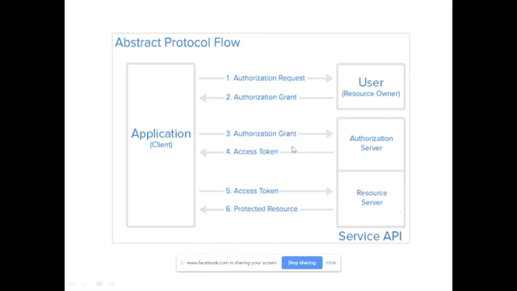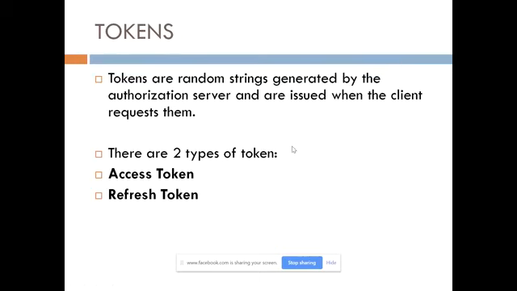Okay, so as we are talking about tokens, I'd like to tell you that there are two kinds of tokens. Tokens are responsible for allowing the application to access a user's data from a Google or Facebook service. Okay. So there are two kinds of tokens, the access token and the refresh token.